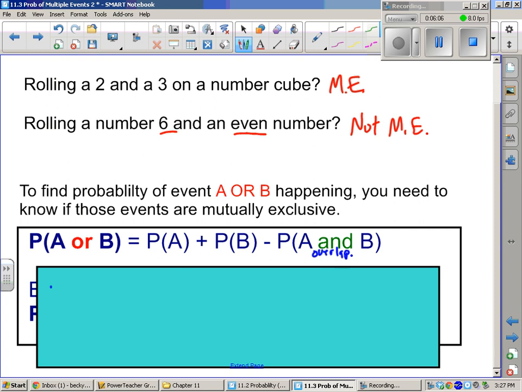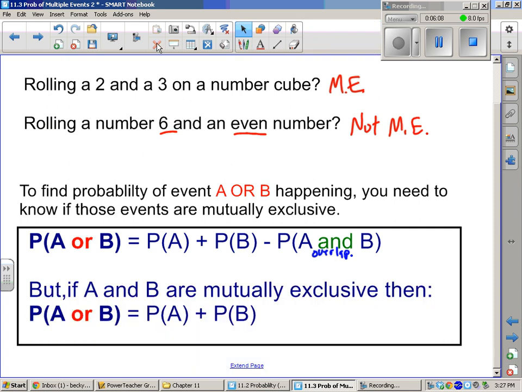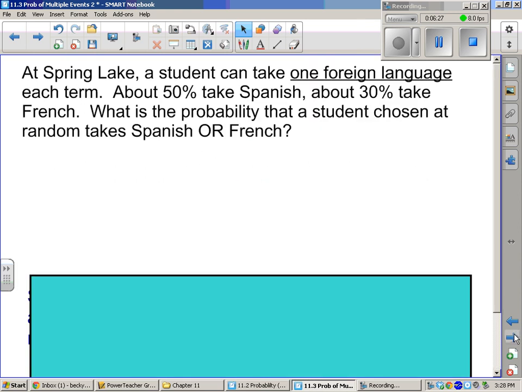And then if your events are mutually exclusive, what is the overlap? There is no overlap because they don't overlap. So then there's nothing to subtract. So really it's the same formula. It just ends up that your overlap is 0. Got it. Okay, so we add those together. Cool. All right, here we go.